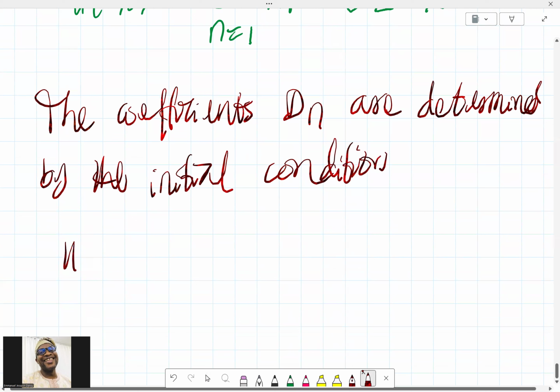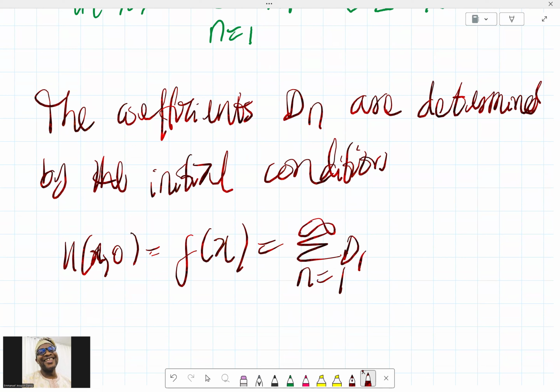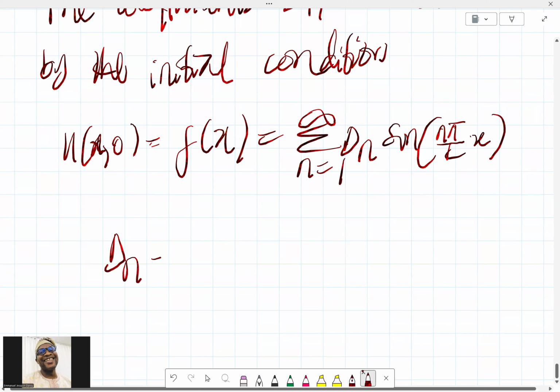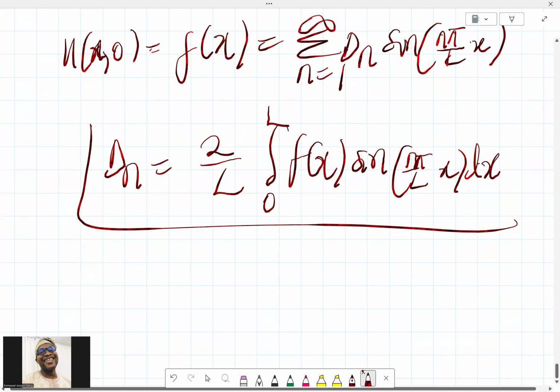So if you are given an initial condition, say u of x comma 0 is equal to f of x, which is summation from n equals 1 to infinity of dn sine n pi over L x. So that dn now will be 2 over L integral from 0 to L f of x sine n pi over L x dx. This is more like a Fourier thing. So this will give us all the dn's.